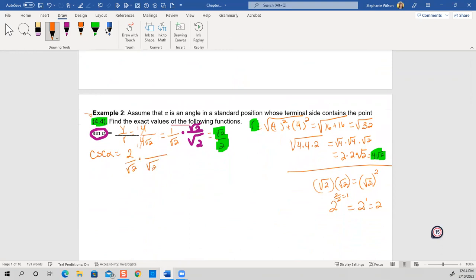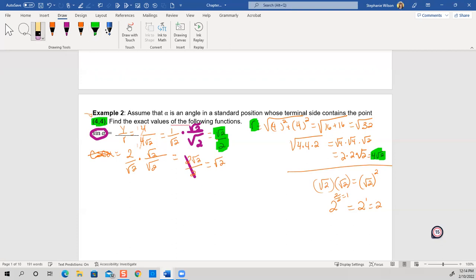So we're going to have to do some math. We're going to multiply by the square root of 2, top and bottom. So now I get 2 square root of 2 over 2. And what happens? My 2's reduce down to 1, and 1 times square root of 2. So now I know what cosecant is.